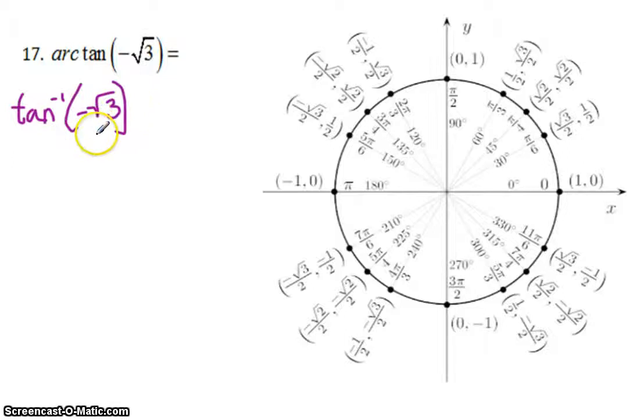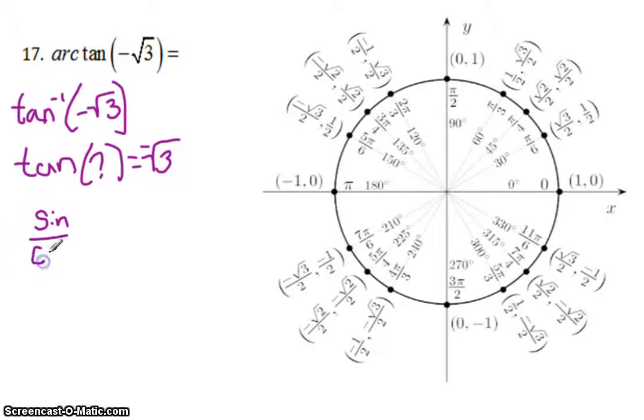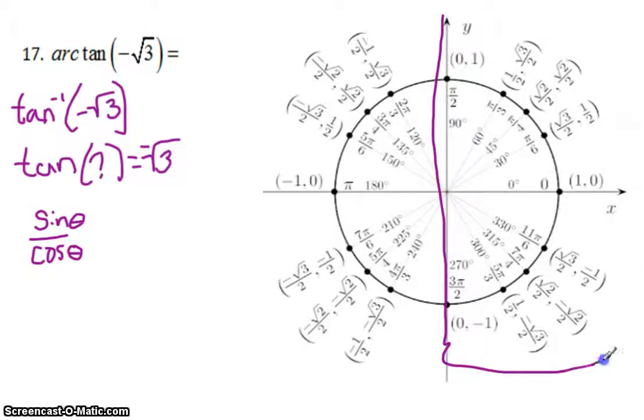So another way to write it is, at what angle does regular tangent equal the negative square root of 3? So how do I find tangent? That's going to be sine over cosine. So take a step back. Let me look at all my sine and cosine. For tangent, I'm going to be dealing with the first quadrant and the negative first. Okay? I'm going to deal with the first and the negative first.